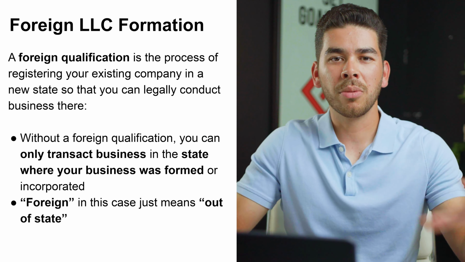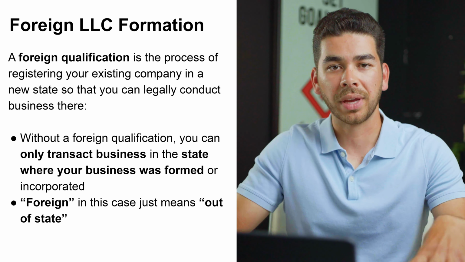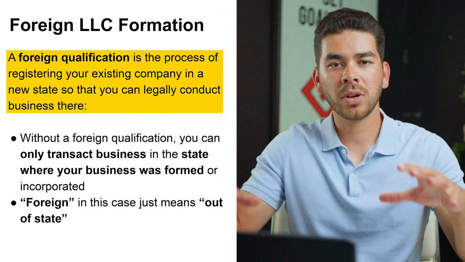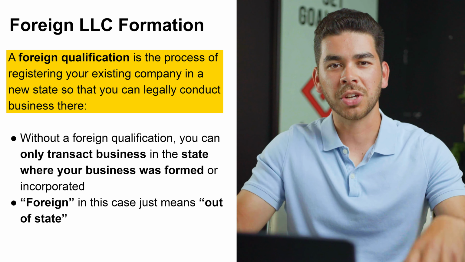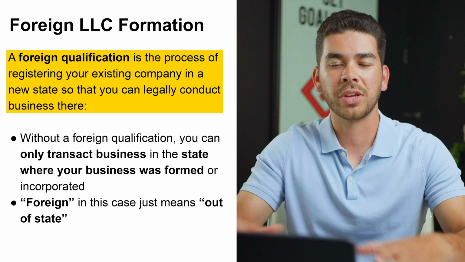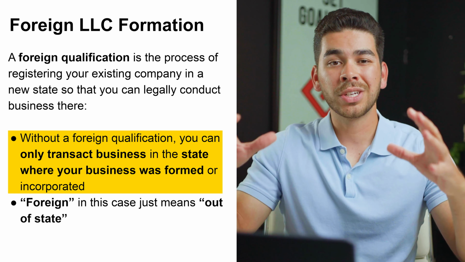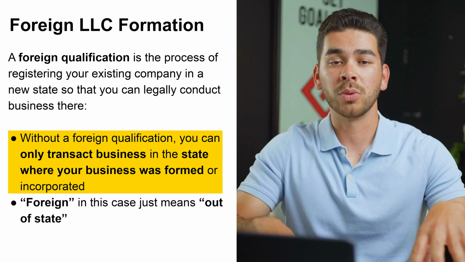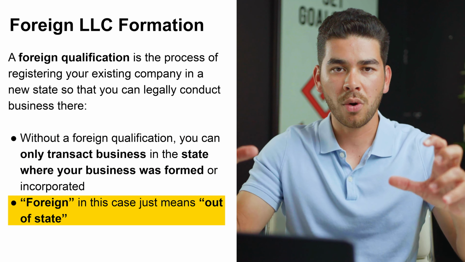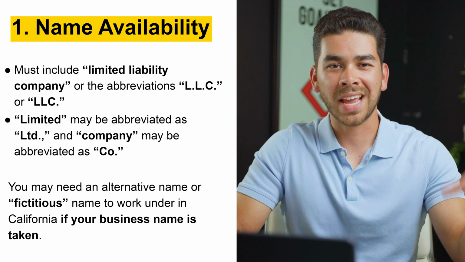The first thing that you need to know before we get into these steps is what is the process of foreign LLC formation. So this process is called foreign qualification. Foreign qualification is just the process of registering your existing business in a new state so that you're legally allowed to conduct business there. So without this foreign qualification, you can only transact business in the state in which you were formed. And also don't be confused here, foreign in this case just means out of state. Now that you know that, let's get into step number 1, which is name availability.